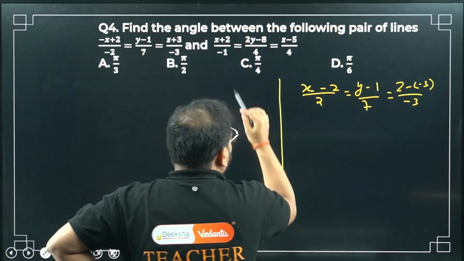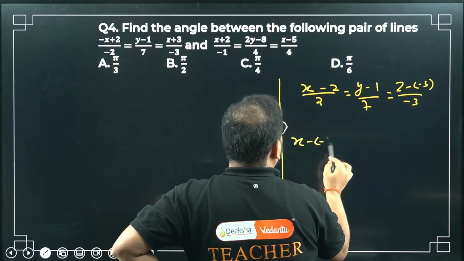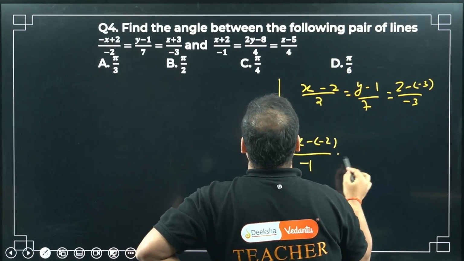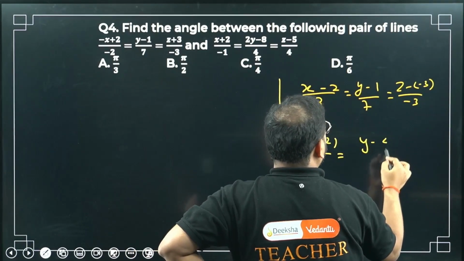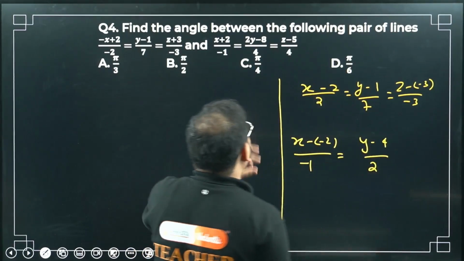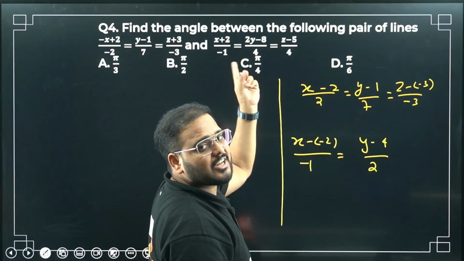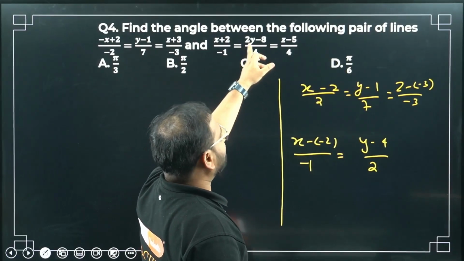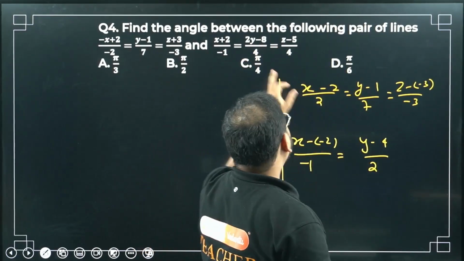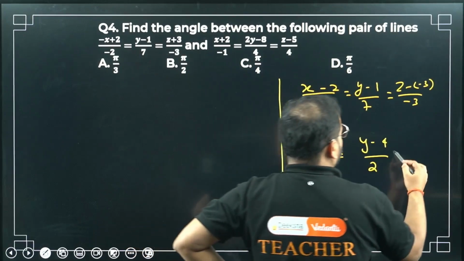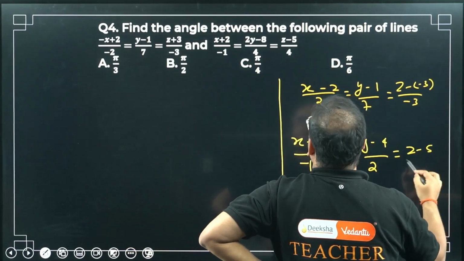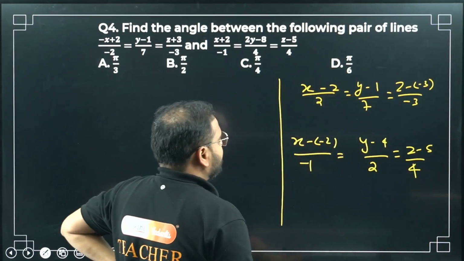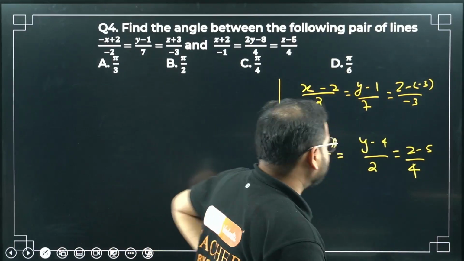No problem there. What about this? X minus of minus 2 upon minus 1. Y minus 4 upon 2. 2y is there. I have to write it so the coefficient is 1, right? So divide by 2: 2y will become y, and 4 will become 2. Equals z minus 5 upon 4. We know the formula, right? We'll apply the same formula. Please check.